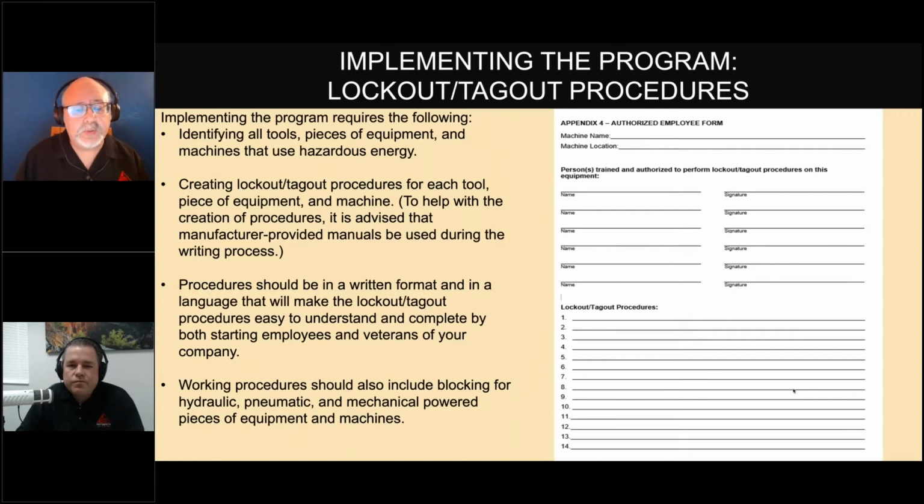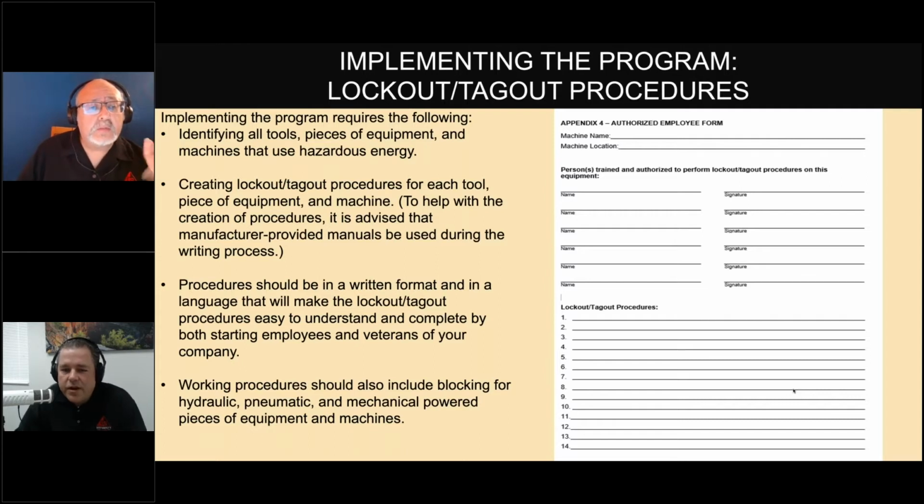So, lockout tagout procedures. This is very important. We need to have some point of reference. And with everything with OSHA, everything has to be in writing. We want to make sure we document everything. So the identification of the machines, the tools, or the equipment has to be listed.